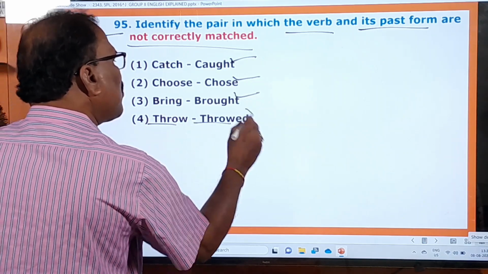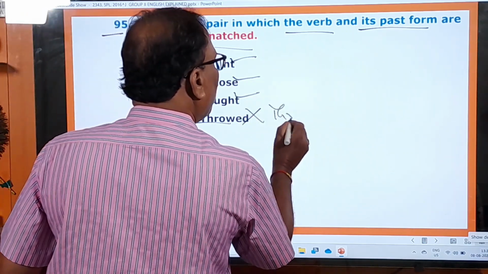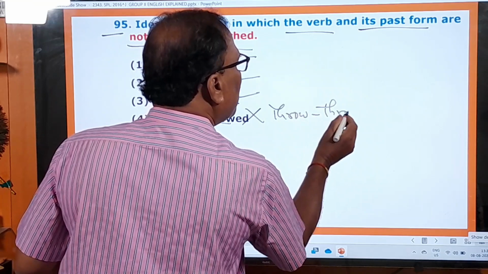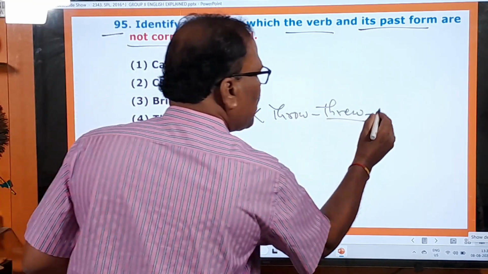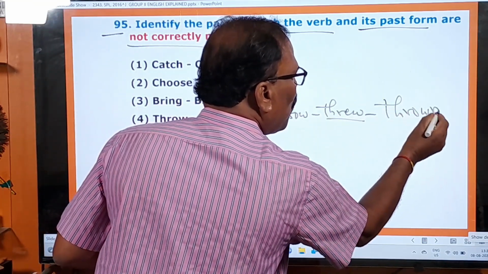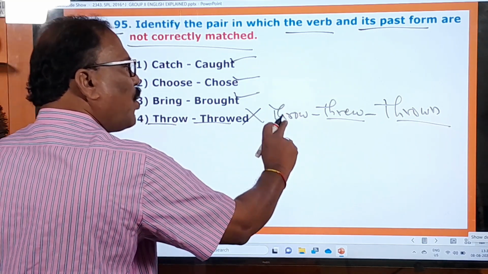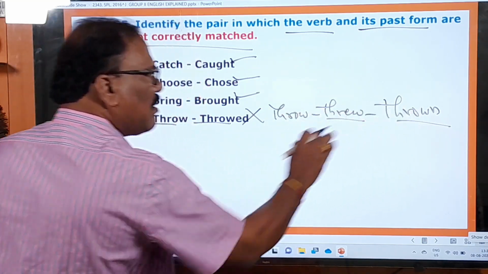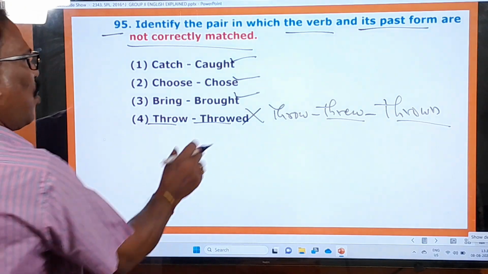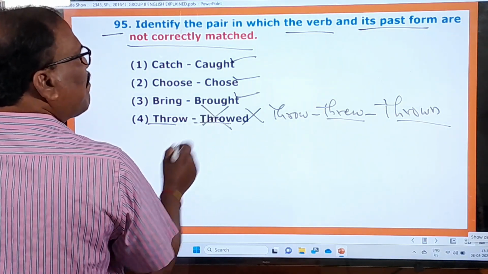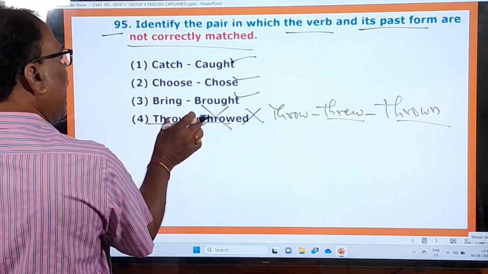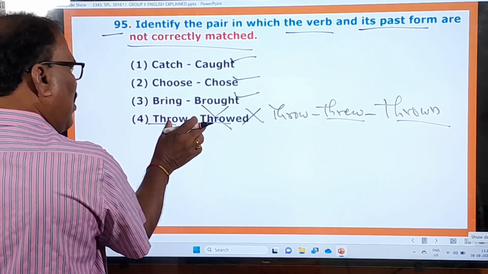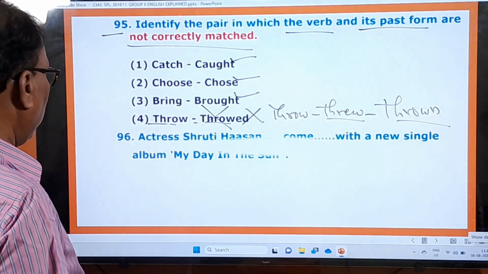Throw, throwed is wrong, because what are the forms of throw? Throw, past tense is threw, and past participle is thrown. The forms are throw, throwing, threw, thrown. These are the forms of that verb. But here, throwed is not a verb form. It's wrong. So this pair is not correctly matched, and this is going to be your answer. Now let's go to the next sentence.